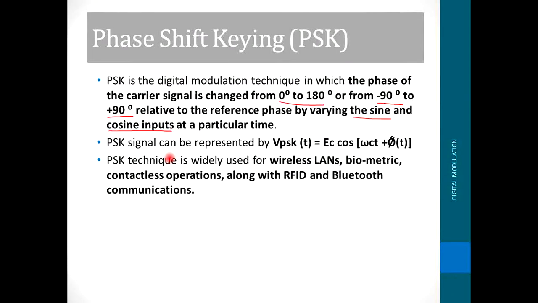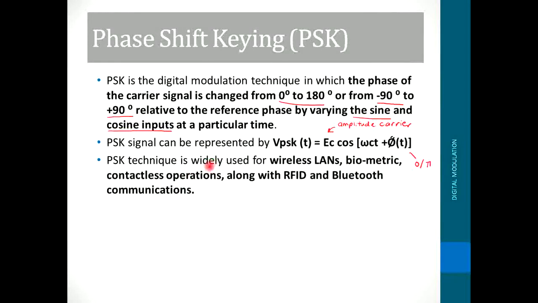So PSK signal can be represented by VPSK, where VPSK(t) equals EC cos(omega C t plus theta(t)), where EC is the amplitude of the carrier signal and theta(t) is either 0 or pi, 0 or pi phase in radian.